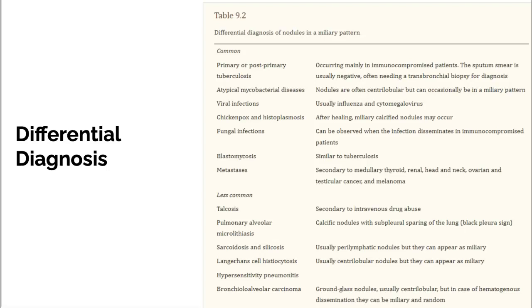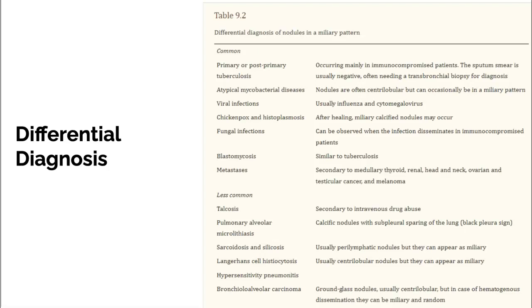For viral infections, usually influenza or cytomegalovirus, chickenpox, and histoplasmosis after healing, miliary calcified nodules may occur. Fungal infections can be observed when the infection disseminates in immunocompromised patients. Blastomycosis is similar to that of tuberculosis, and then metastases are secondary to medullary thyroid, renal, head and neck, ovarian, and testicular cancer, as well as melanomas.